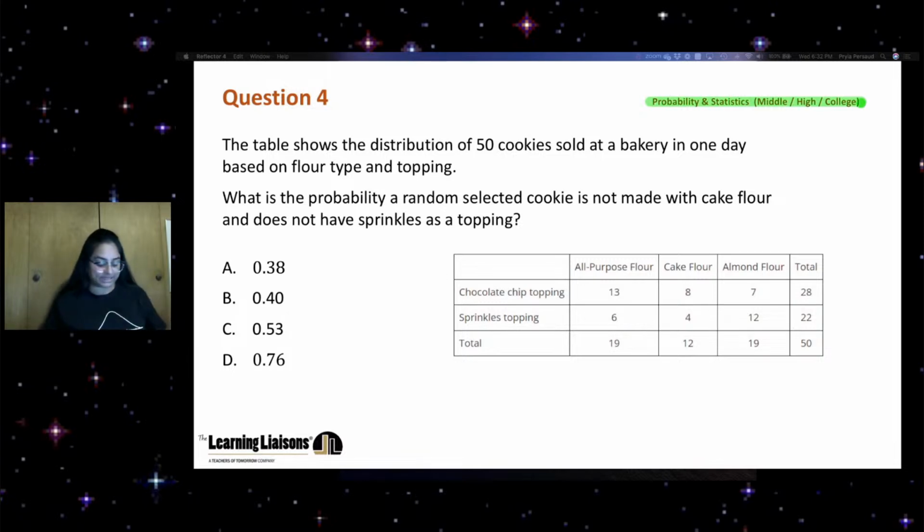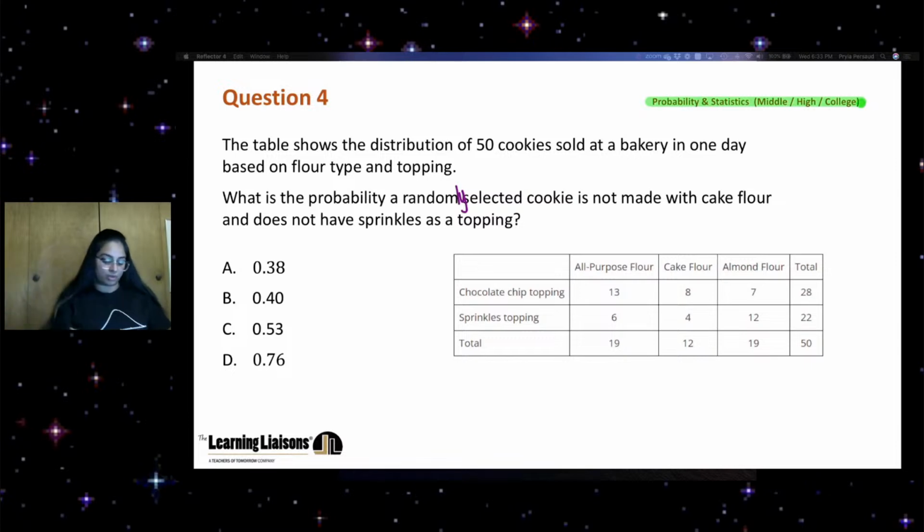So let's read it. It says, the table shows the distribution of 50 cookies sold at a bakery in one day based on flour type and topping. Okay, so we look at the table. They say, oh, look, all-purpose flour, cake flour, almond flour, total. Chocolate chip topping, sprinkles topping, total. All right. It says, what is the probability a randomly selected cookie is not made with cake flour?